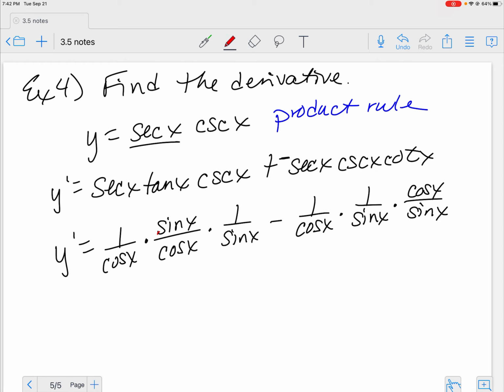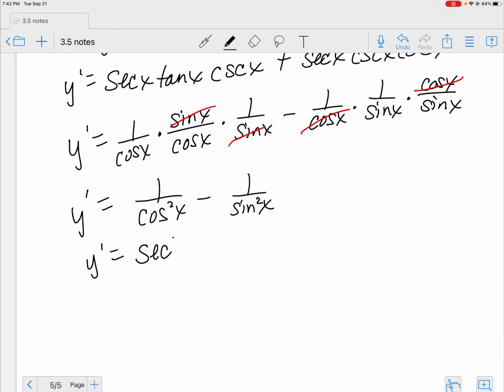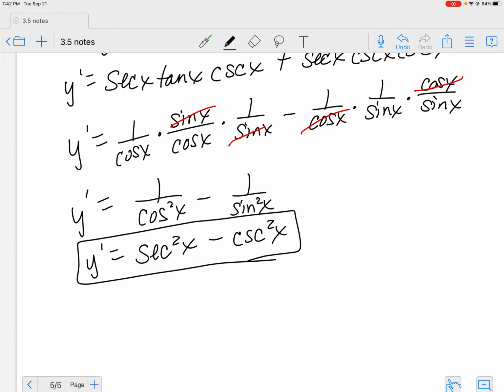Now let's simplify these fractions. The sine on top cancels. Over here, these cosines cancel. So I'm actually left with 1 over cosine squared minus 1 over sine squared. And how can you rewrite those? Yep, secant squared minus cosecant squared. Good. It's nice just to clean that up a little bit. Have it to where it's easier to look at and it's a nice clean answer.